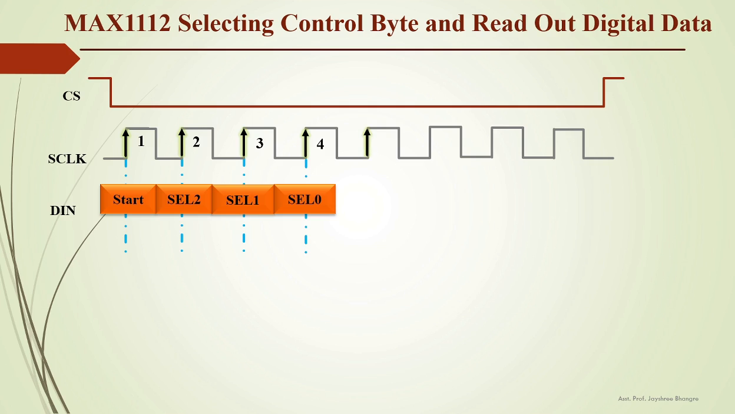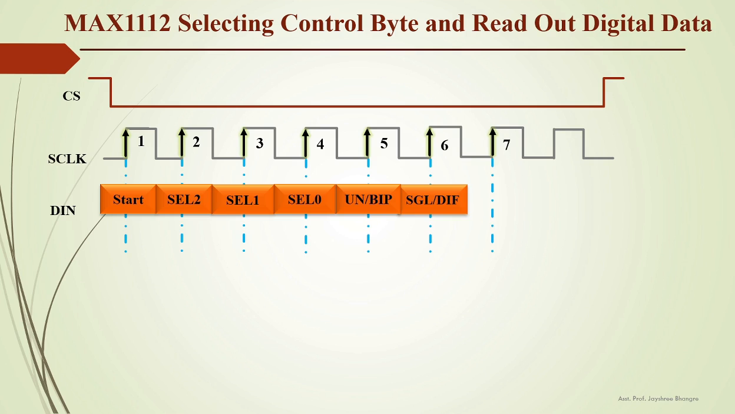After that, on the rising edge of the fifth clock pulse, the fifth bit will be sent. This will decide the unipolar or bipolar operation of the ADC chip. For the sixth rising edge of the sixth clock pulse, the sixth bit, that is the single-ended or differential-ended mode bit, will be sent, and this will decide the mode of the ADC chip. That means whether it should be operated in single-ended mode or differential mode.